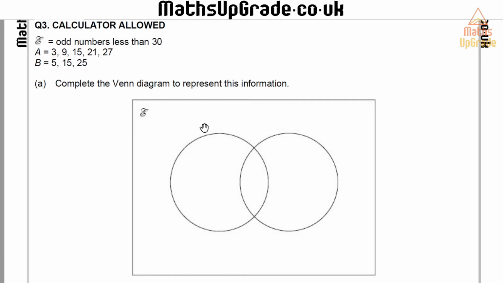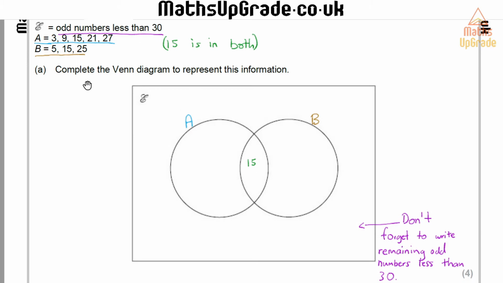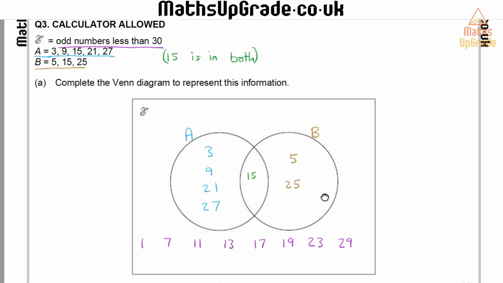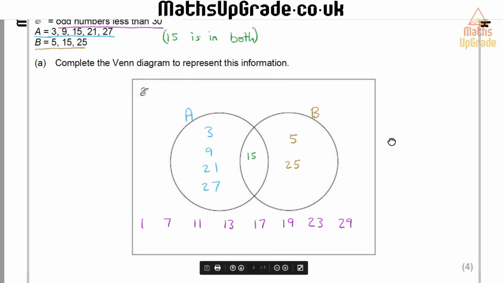So I'm going to first of all label up this circle here as A, this circle as B, and obviously the region in between them will be A and B. So if I go ahead and do that now, 15 you can see is in both, so 15 goes in the middle there, and we're starting with the middle. And then you can see A has also got 3, 9, 21 and 27. So put that in A, and B has also got 5 and 25. Now, don't forget, you need to have all the odd numbers less than 30 included in this diagram. So I've already got these numbers here, so the remaining odd numbers less than 30 I'd put outside of these 2 circles, but inside the rectangle. And that's a completed diagram there.